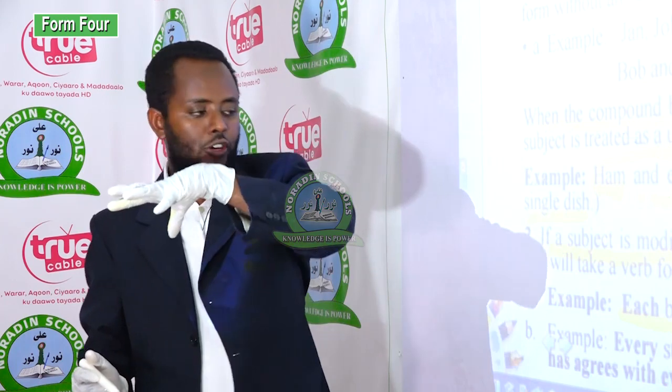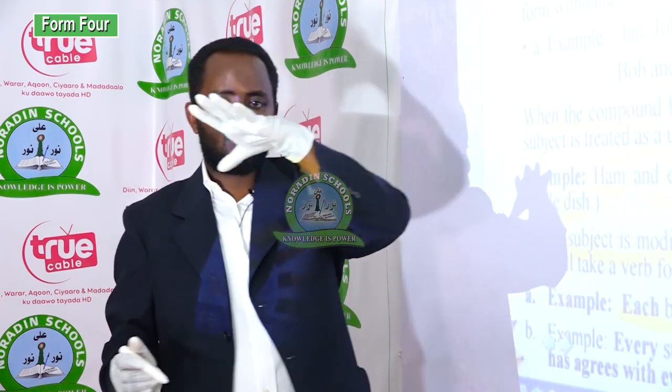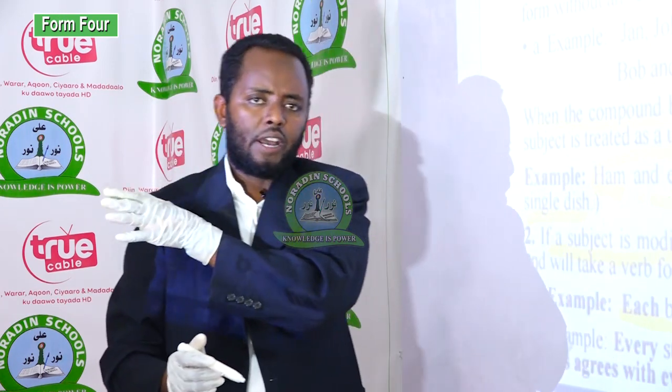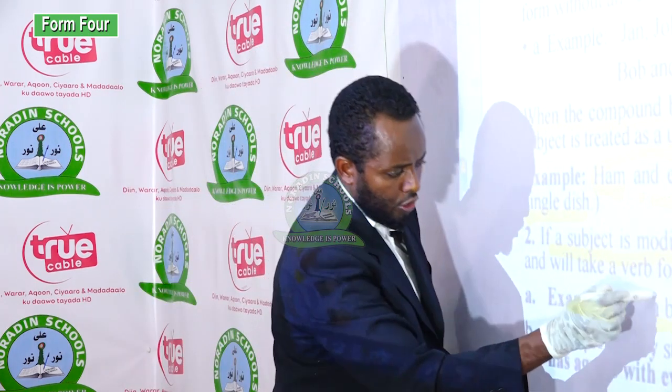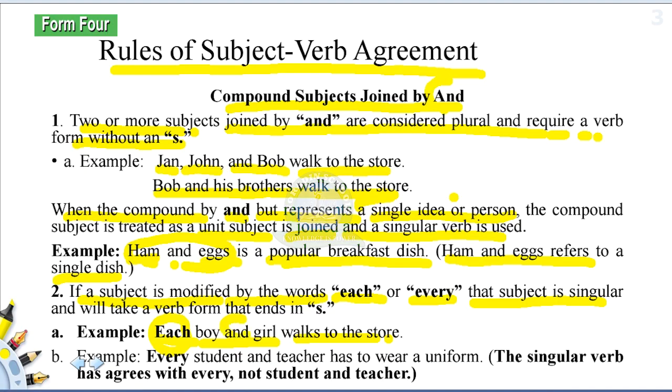So if you are talking about boy and girl, that's another idea. But now, with each boy and each girl, the verb becomes plural. Each and every. When you are using each and every.